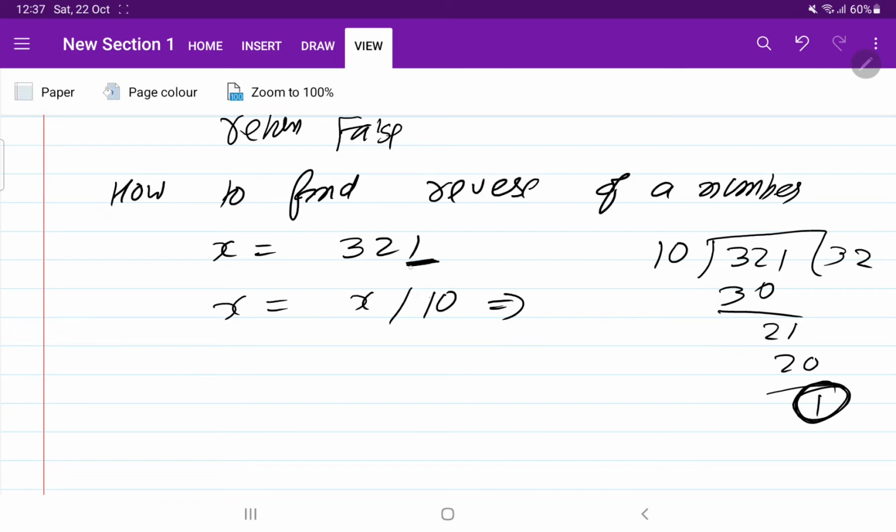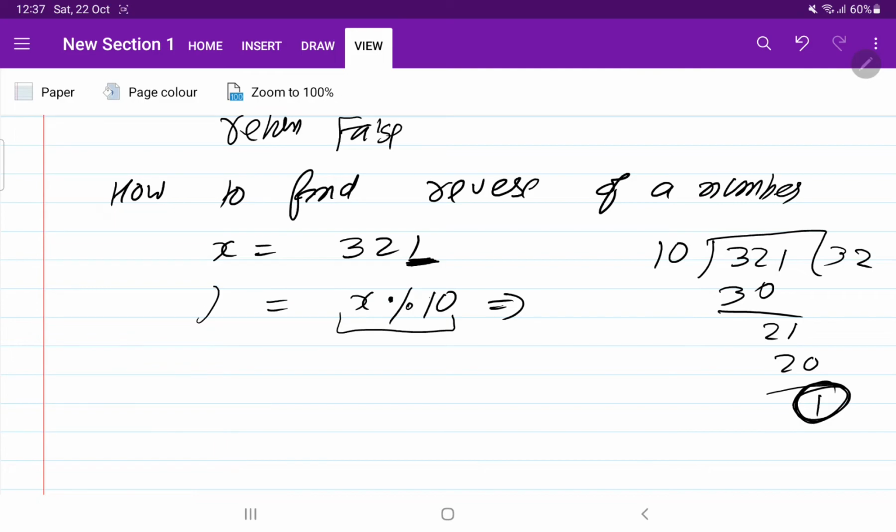Somehow if we get the last digit, then we can do something, because we want to reverse the number. So to find the remainder, there is an operator: x percent 10. This percentage operator will give you the remainder. So here we are going to get the value 1. Right?